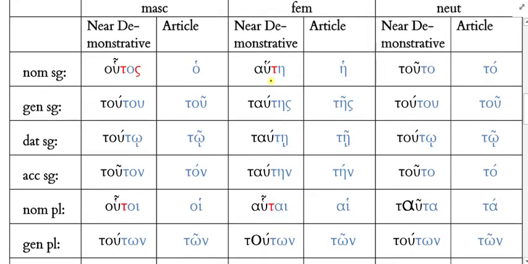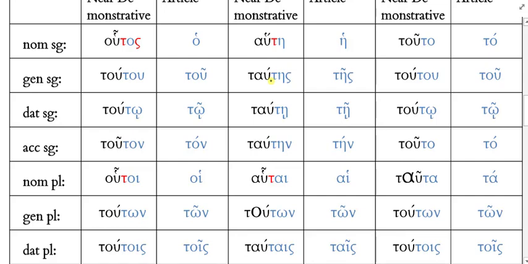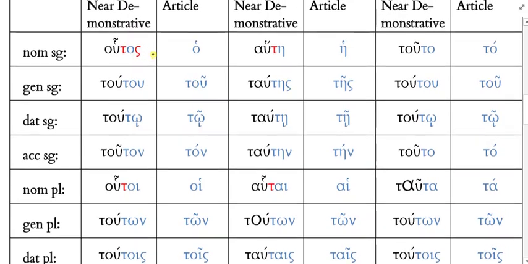Here are the near demonstratives. We have, first of all, houtos. Everybody say that with me. Houtos. So this is the masculine form of this. And notice it has a rough breathing here and a circumflex.